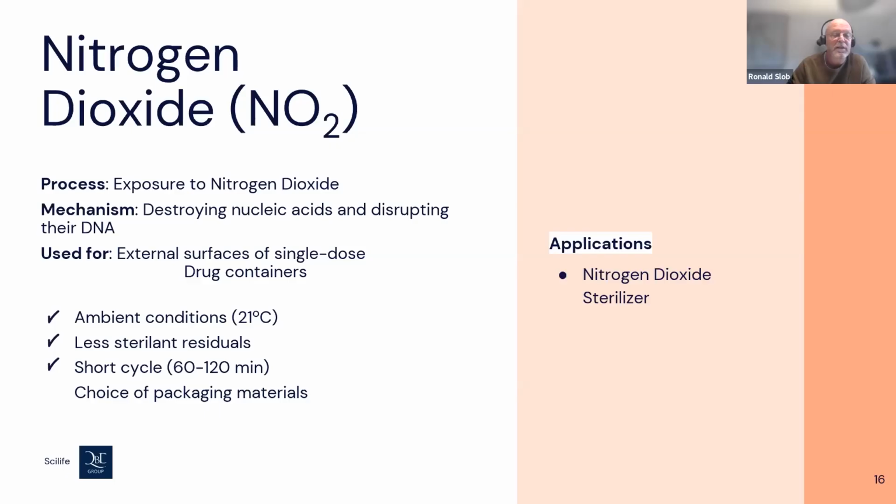And last is one that I know about, but I've never seen before, so I'll just give you the explanation that it's there. It's nitrogen dioxide, similar to VHP, for example. What I know is that it uses ambient conditions, 21 degrees, so most materials are not affected by any form of heat. There are also fewer sterilant residues than you have with ETO.